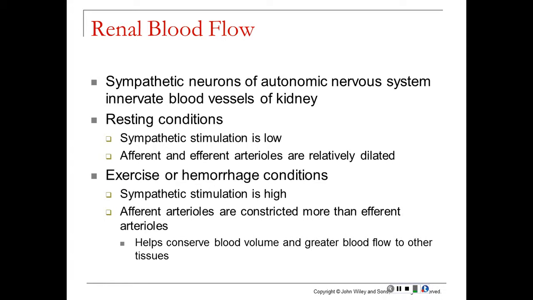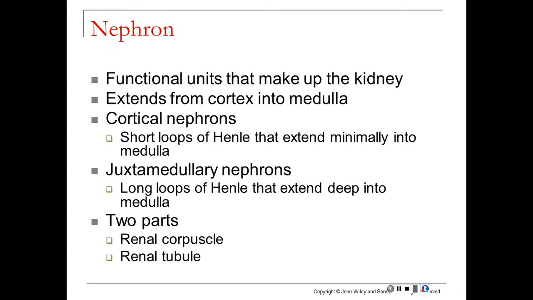Everybody's nice and happy. When you're exercising, or if you're having excessive blood loss, like hemorrhaging, your sympathetic stimulation is going to increase. So the afferent arterioles are going to constrict more than the efferent arteriole. So this is going to conserve blood volume, and it's going to allow greater blood flow to other tissues such as the heart and skeletal muscles. That makes sense when you're exercising or running away from a lion or something like that. You don't necessarily care if your body's making urine efficiently, but you want your muscles to have the blood that they need so that they can move.